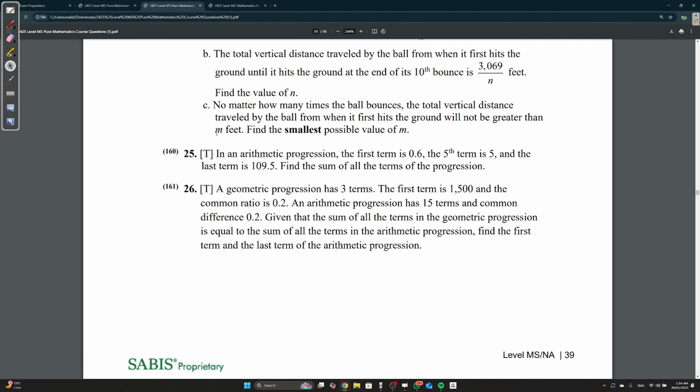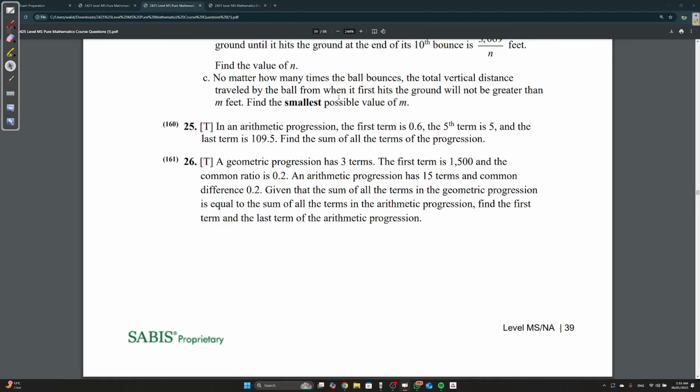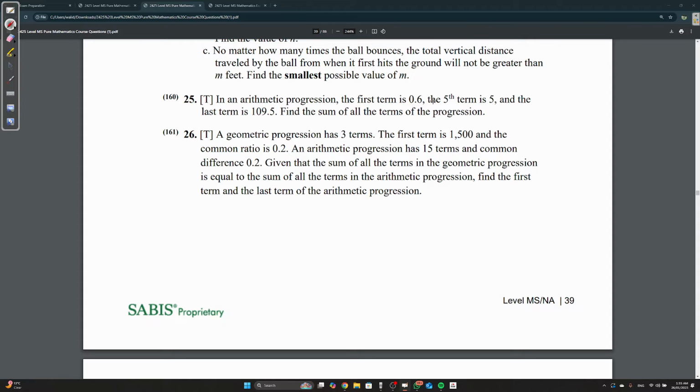Okay. In an arithmetic progression, the first term is 0.6, the fifth term is 5, and the last term is 109.5. Find the sum of all the terms of the progression. So before finding the sum of all the terms, we obviously need our constant difference, right? Let me go down a bit so I have some more space to work. Okay, we need a constant difference.